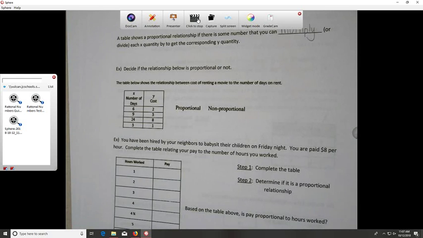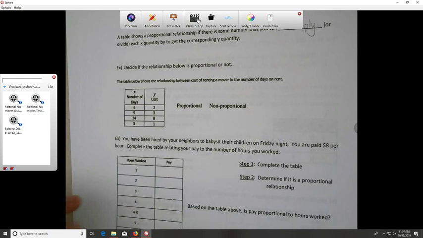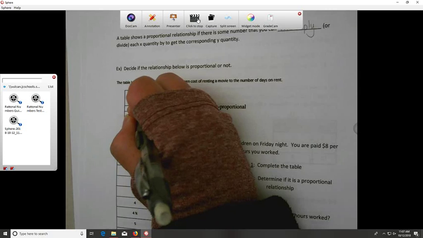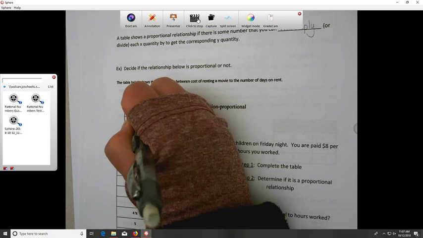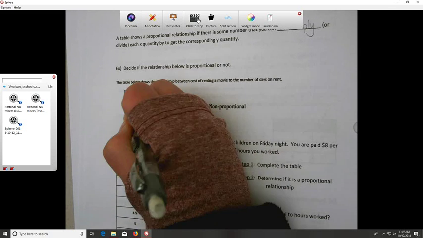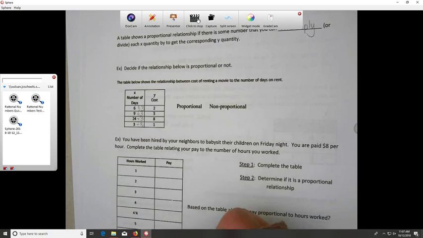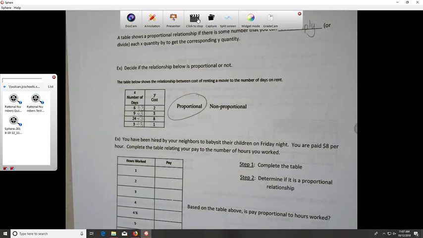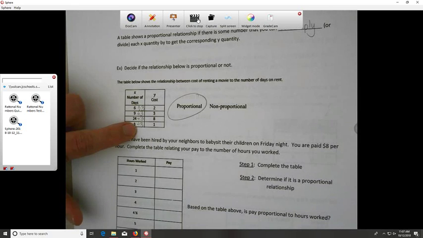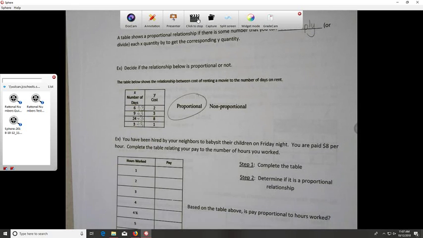All right, so hopefully by looking at that, you saw that 6 divided by 3 is 2, 9 divided by 3 is 3, 24 divided by 3 is 8, and 3 divided by 3 is 1. So I'm going to say, yes, this is proportional because every time I could divide by 3 to get the cost.